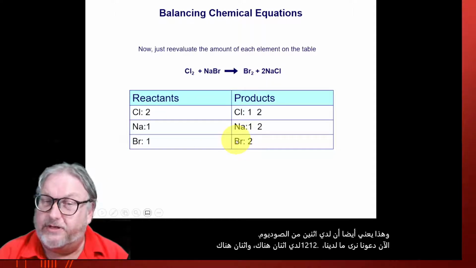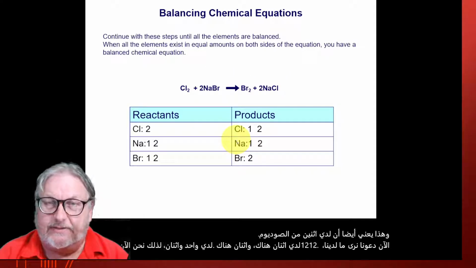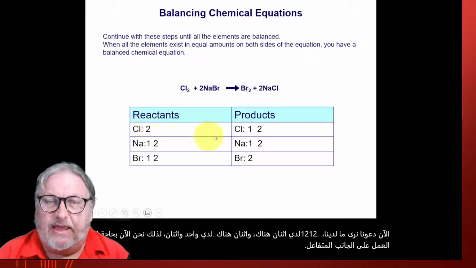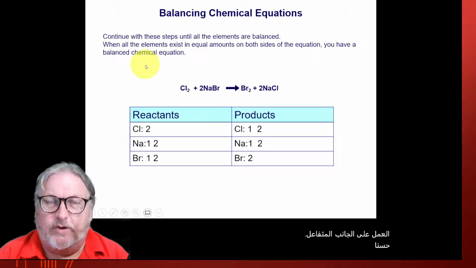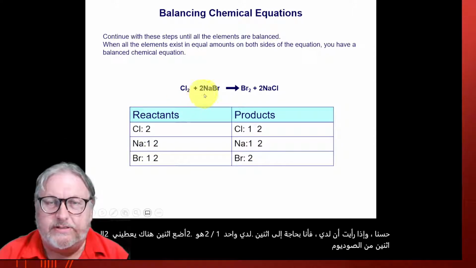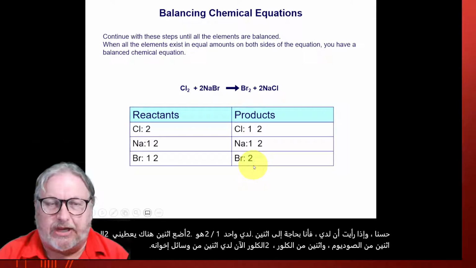So now we need to work on the reactant side. I see that I need 2, I have 1. 2 divided by 1 is 2. I put a 2 there. That gives me 2 sodiums, 2 sodiums, 2 chlorines, 2 chlorines. Now I've got 2 bromines, 2 bromines. That is now a balanced reaction.